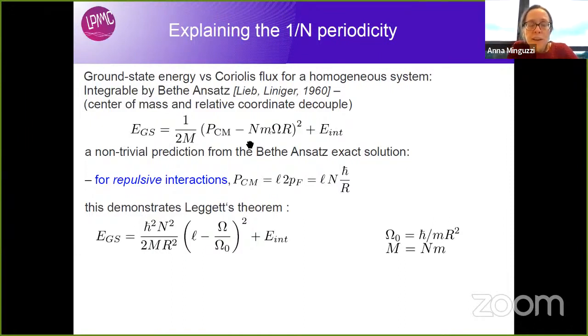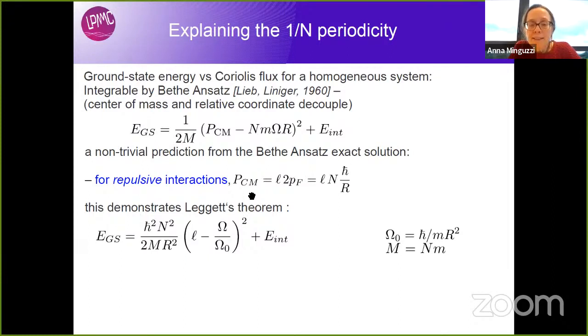So first of all, if I want to calculate the ground state energy of this system, I just plug the wave function into the Hamiltonian and calculate the expectation value of the Hamiltonian. I obtain that it is made of two parts: a part due to interaction, which depends only on the relative coordinates and is not affected by the rotation, and a part which depends on the center of mass of the system and which is affected by the rotation, shifted by n times a typical momentum associated to the rotation.